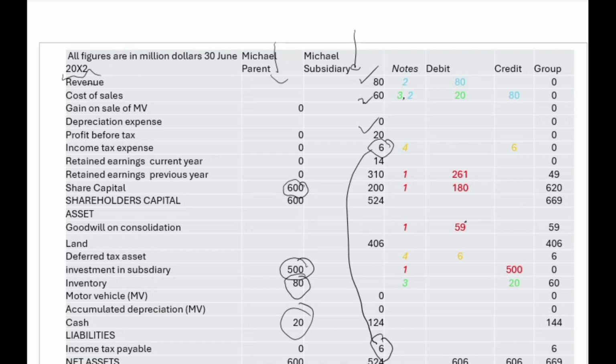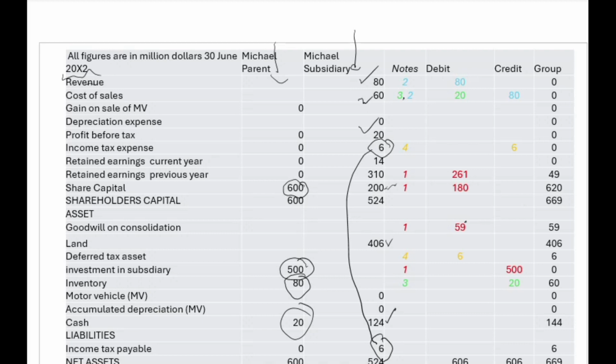There's the previous profits or earnings that's been brought forward, 310 million, and share capital has not changed, 200 million, and shareholders' equity is 424 million. On Michael's subsidiary, the land is still there. It is intact, and the cash has increased because the profits have translated into cash.